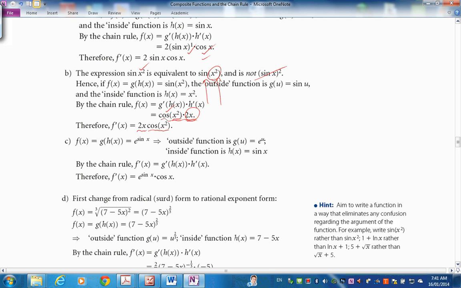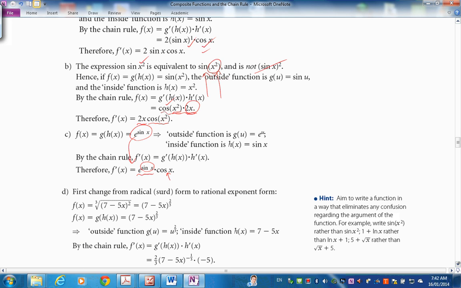Okay, what about e to the sine x? That's interesting. The derivative of e is itself. I think you should go straight here. Derivative of e is itself. Leave this untouched. Then deal with it. Derivative of sine is cos. Okay, you can see what Pearson's has done there.